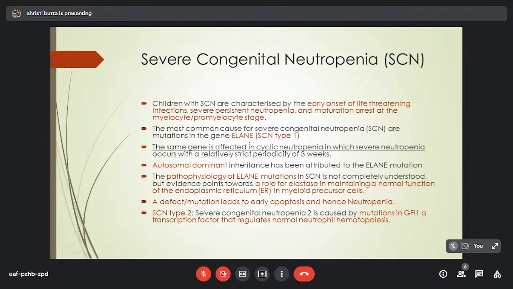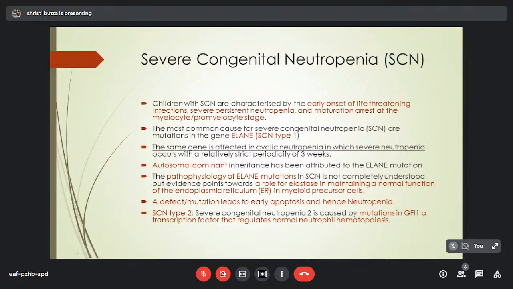This ELANE gene is typically very important. It's an autosomal dominant mutation, and the gene that you're talking about, that is the ELANE gene, is also mutated in cyclical neutropenias. Now, what are cyclical neutropenias will be discussed in just a bit. But before that, what is this ELANE mutation? This ELANE mutation is very important because this ELANE gene has a role in elastase production.